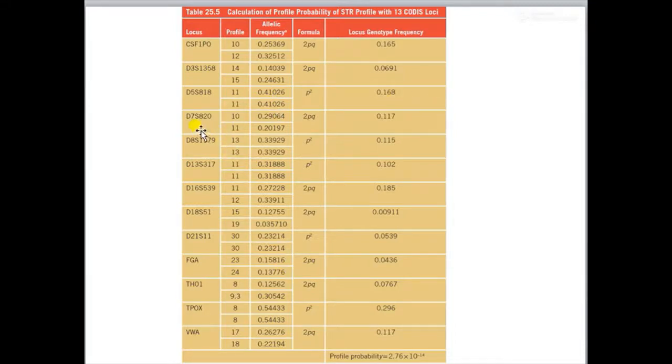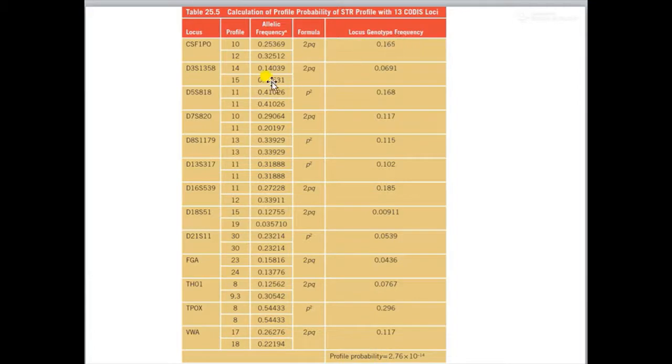And if you look here at D7S820, you can see he is a heterozygote, so the formula 2pq is used to find the genotypic frequency. Like that, after getting a DNA profile, you find out the alleles for the different loci. Of course, you already have a database of the allelic frequency in that particular population, and you calculate the genotypic frequencies.